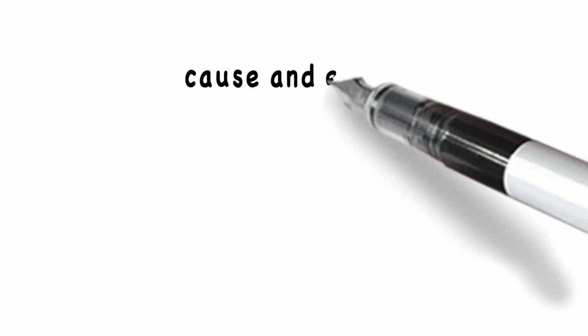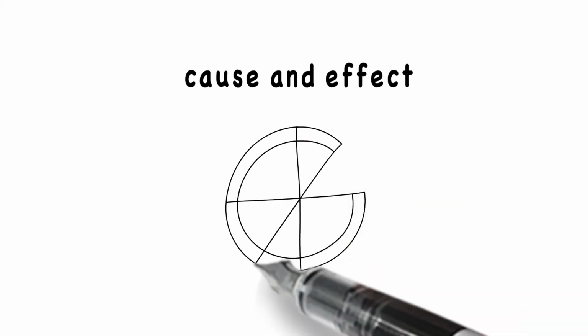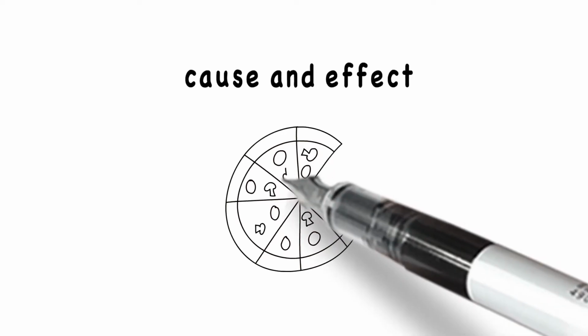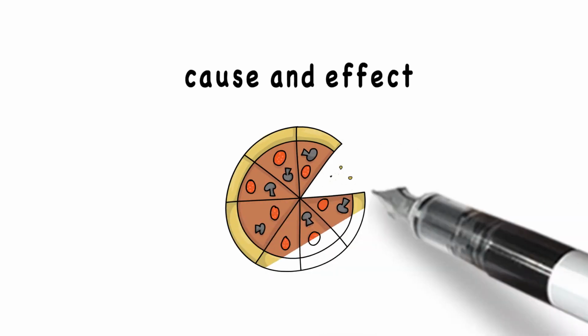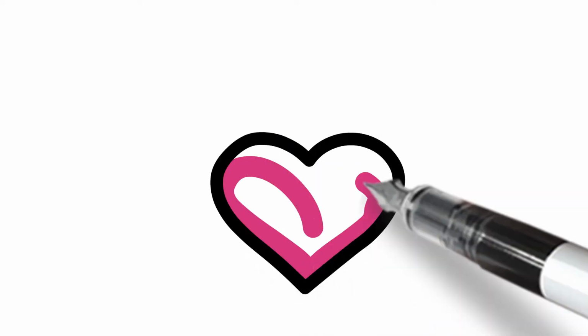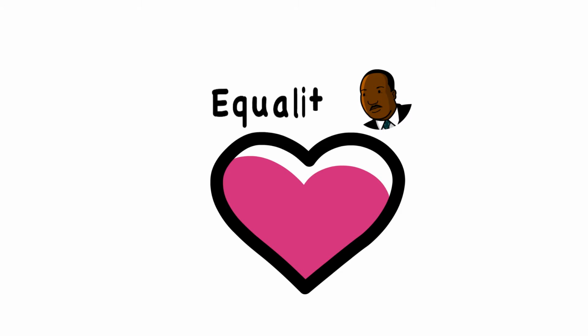Have you ever heard of cause and effect? A cause and effect, it's when one event makes another event happen. It's kind of like the time you ate too much pizza, which caused your tummy to hurt. I love pizza. Martin Luther King, he loved equality.